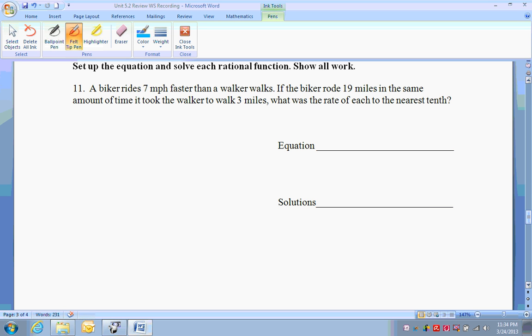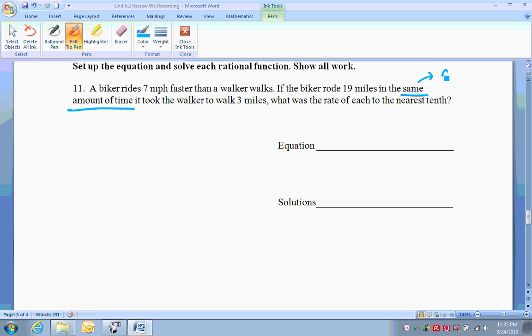And problem 11 reads, a biker rides 7 miles per hour faster than a walker walks. So if the biker rode 19 miles in the same amount of time it took the walker to walk 3 miles, what was the rate of each to the nearest tenth? Well, here's the key. It says same amount of time. And we know that they're traveling, so we know it's a distance, rate, and time problem.